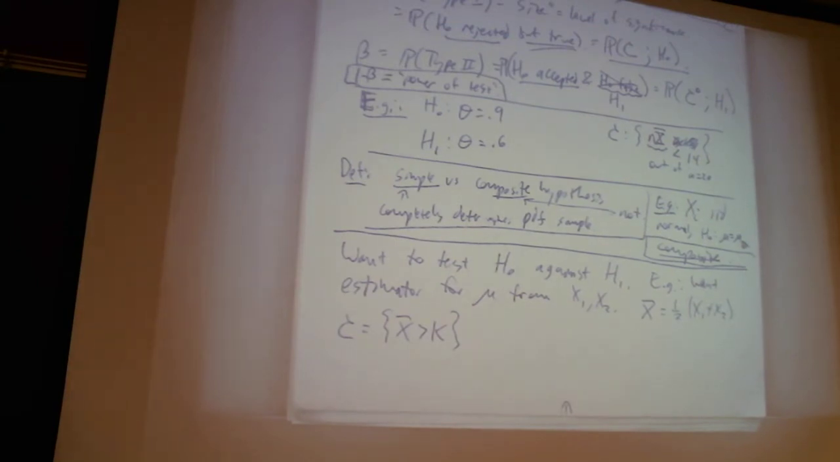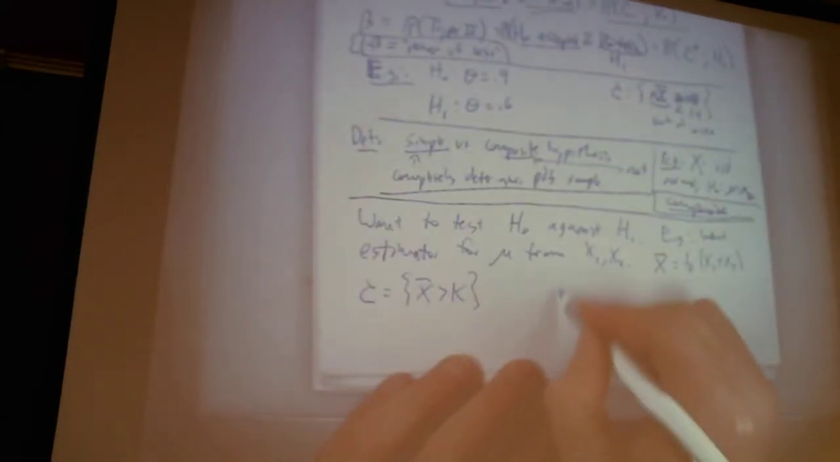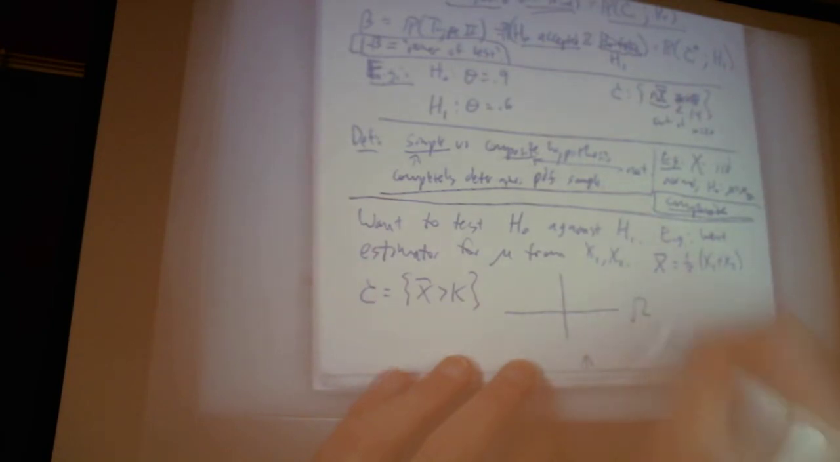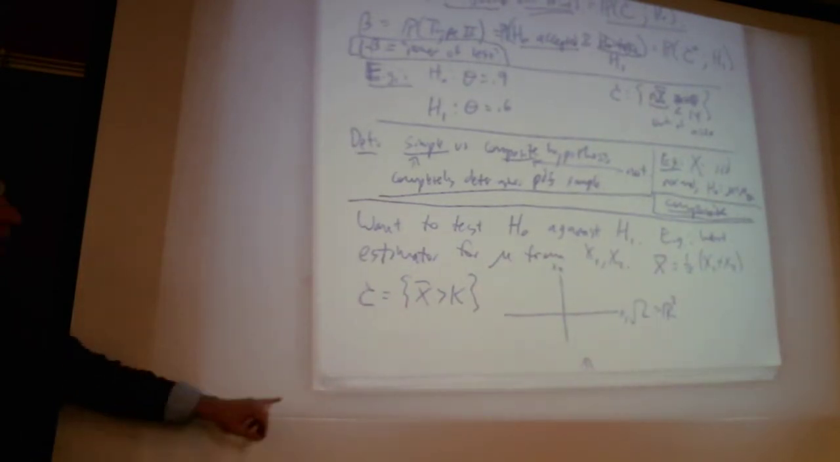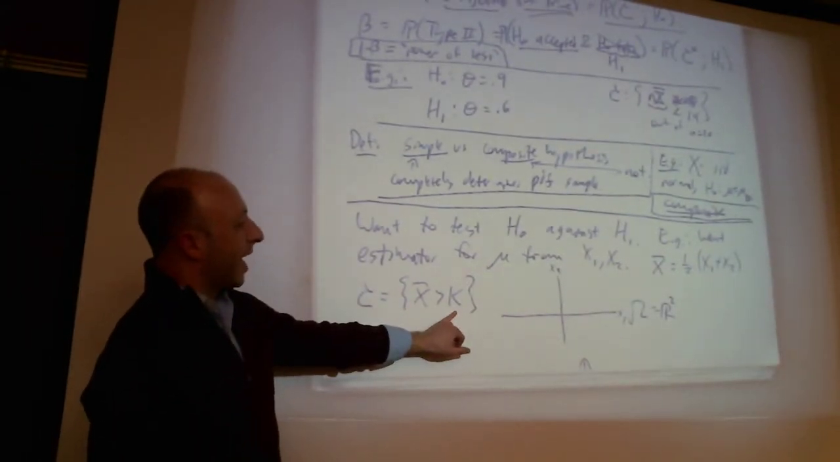So what does that actually look like in space? So here's the space of all possible outcomes. This is R2. x1 has some value, x2 has some value. And what is the region x bar is bigger than k?